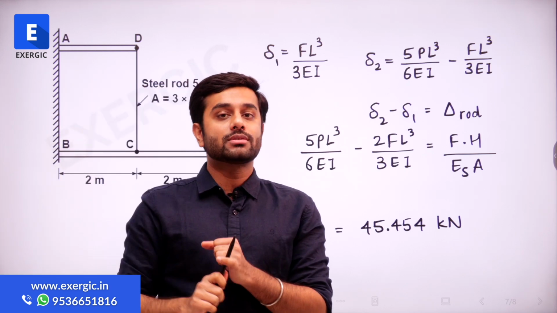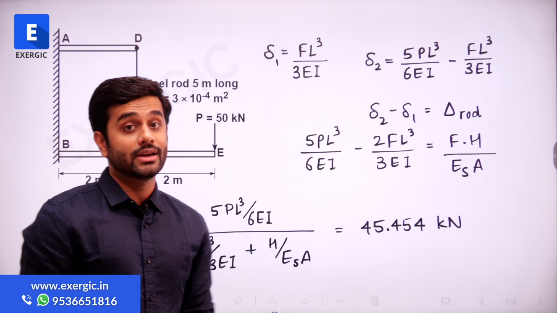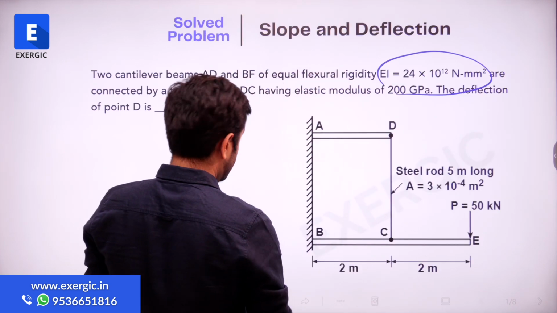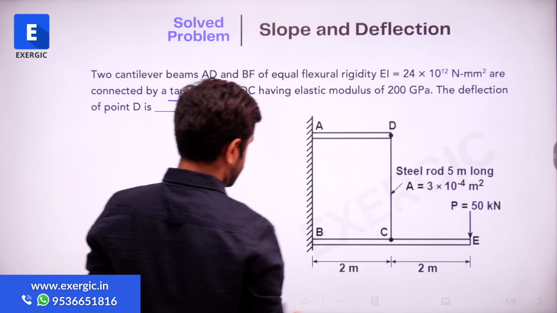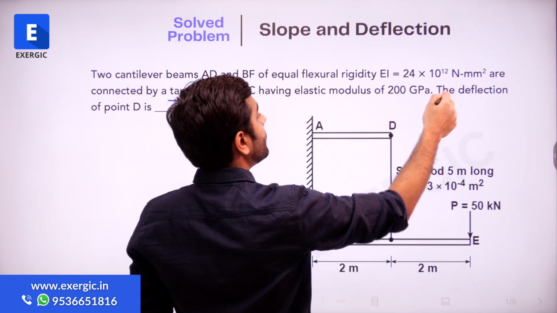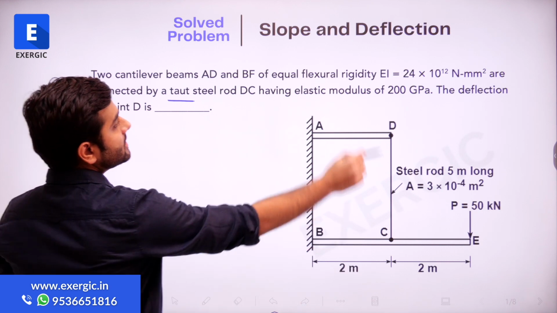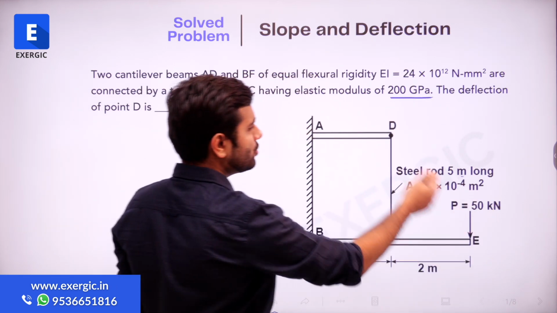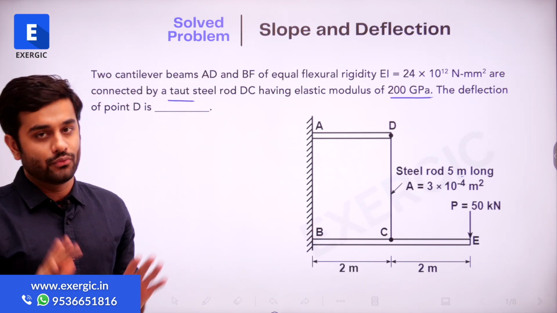While putting the values, be careful about the units. You can see different units in this question. How? You can see that EI is given to you in Newton mm square, right? This is given to you in gigapascal, this is given in meter, this is given in kilonewton. So you can see a good variety of units.